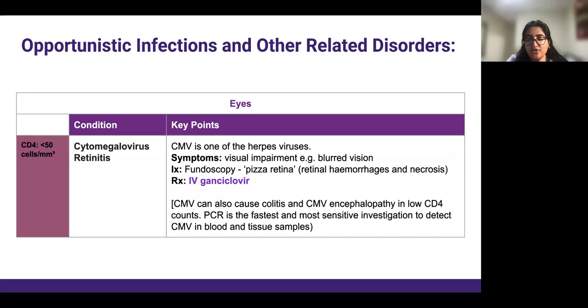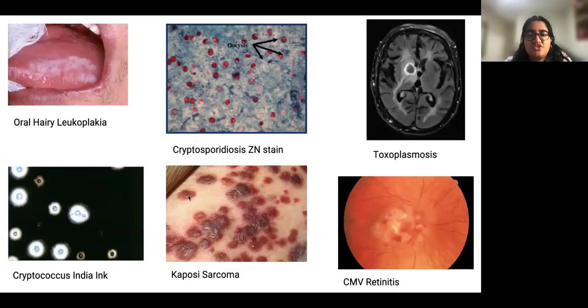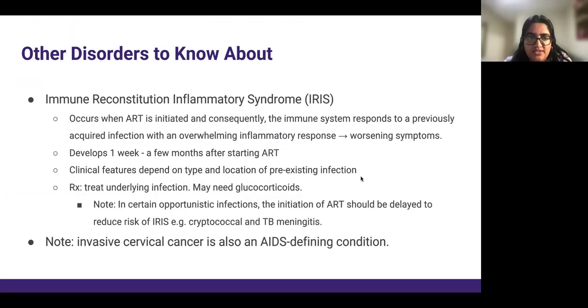You don't need to carry on the IV ganciclovir for a long time. Usually you discontinue it when the CD4 count is higher than 150. So this is just going through some of the conditions and pictures as well.